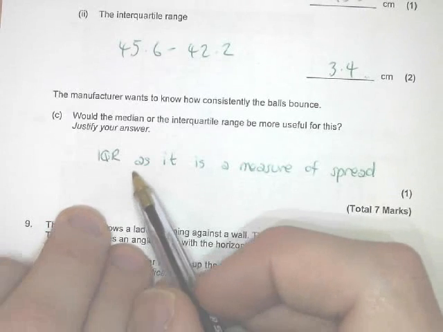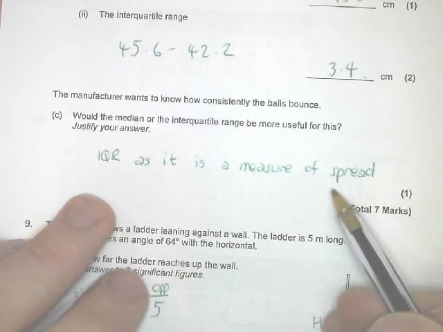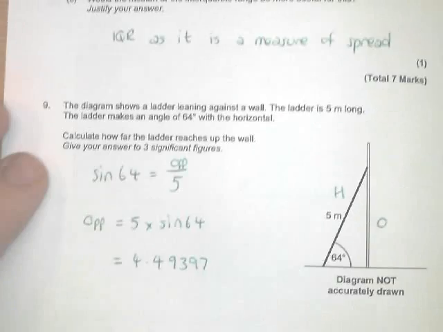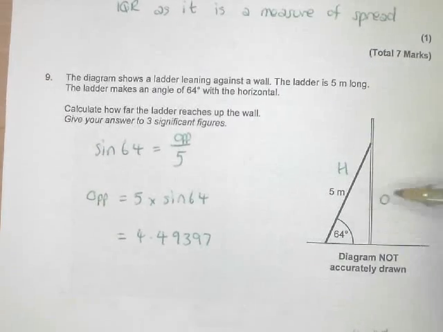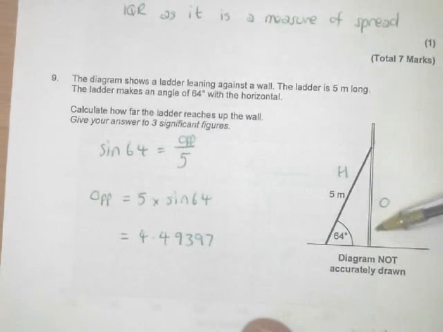To leave me with the opposite side on its own, we're going to times by 5 on this side. So the opposite we work out by getting 5 times sine 64, which is this, or to 3 significant figures, 4.49. 3 marks.